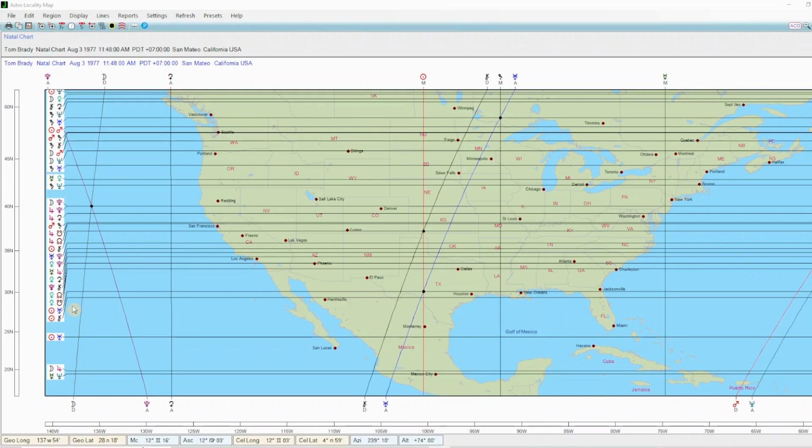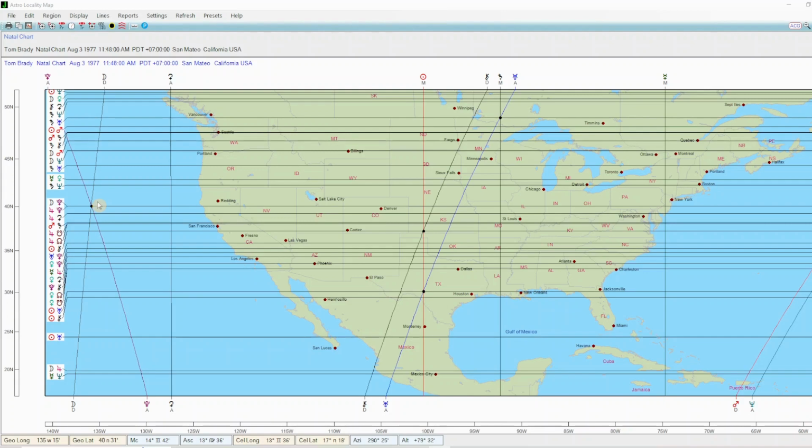From this view, there are actually 4 of them that I see. We have one right here, this is Pluto Moon. Right here we have Sun Chiron. Down below it we have Sun Uranus. And up here we have Saturn Uranus. The way it works is over here in the Pacific Ocean, at this moment in time, this is August 3rd, 1977 at 11:48 a.m. Pacific Daylight Time. This just happens to be Tom Brady's chart, just for fun, but we could look at any chart to see how these work.